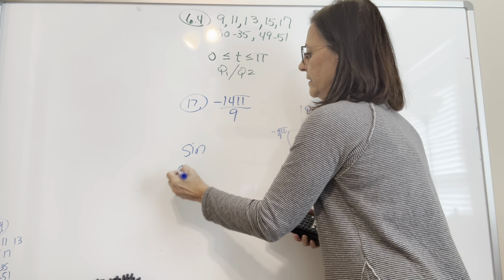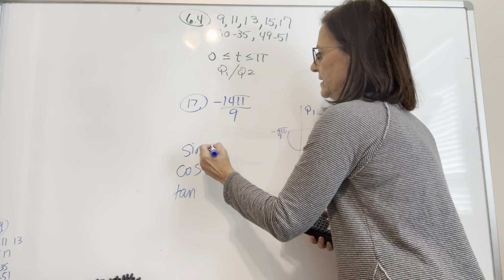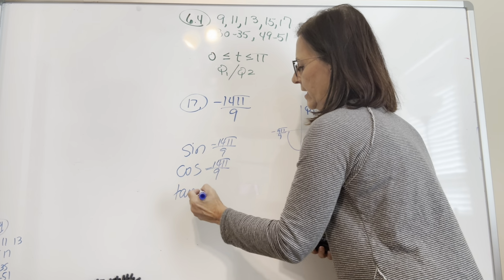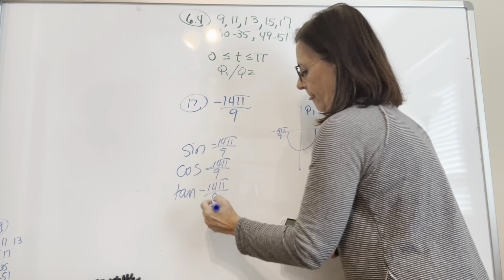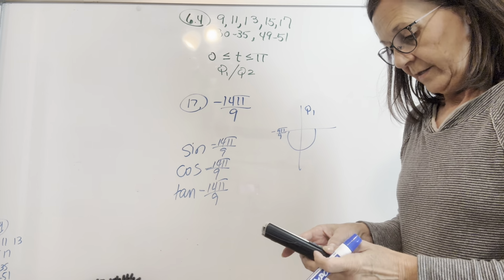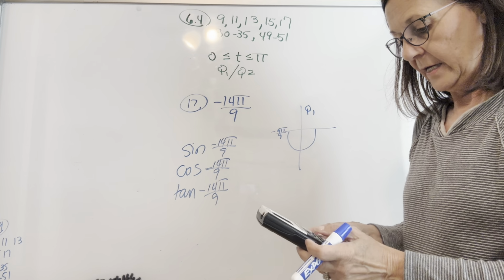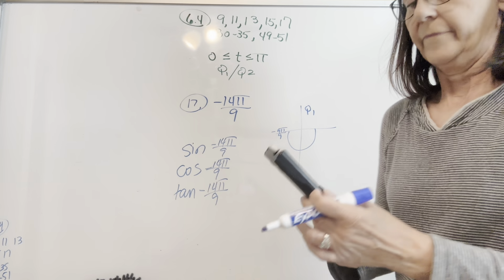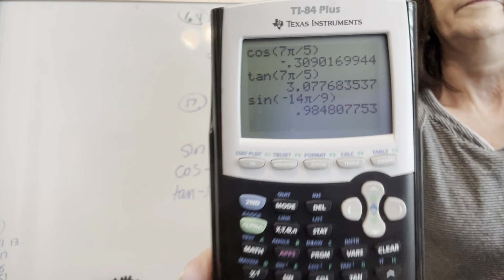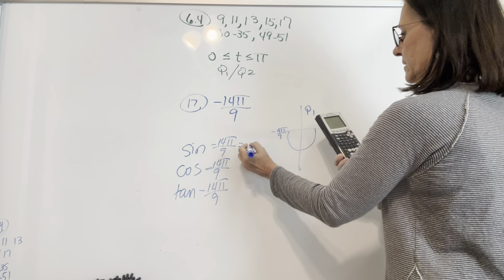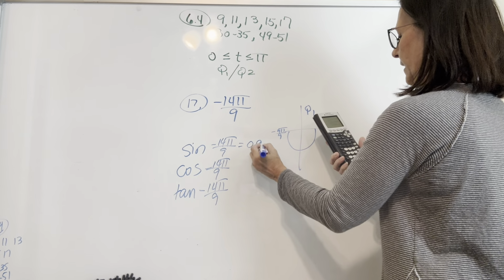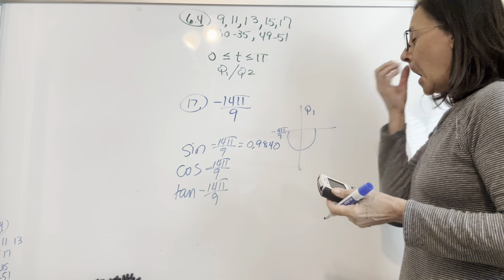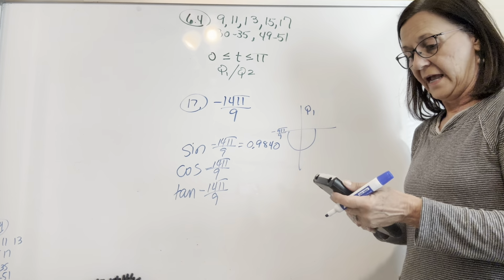So the sine, the cosine, the tangent of negative 14 pi over 9. All right, the sine of negative 14 pi over 9, all right, see, that's what I did. So it is 0.9848. I was expecting it to be pretty close to the 1 because it's just a fifth beyond that half.